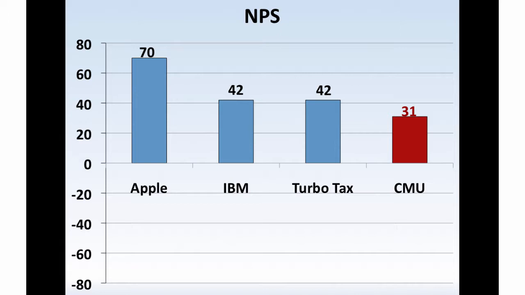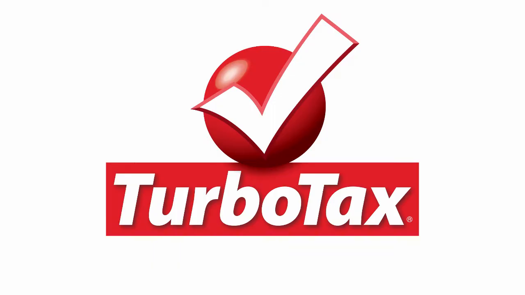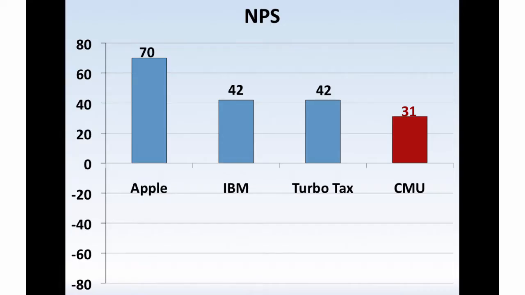IBM, we're a little bit closer. Apple's way up there, that's kind of expected. And then we chose TurboTax because we thought they are kind of in a related field to CMU when it comes to education and teaching people how to do things. We had some difficulties finding other universities to compare to, so we just tried finding a company that was in the industry of teaching people how to do things.